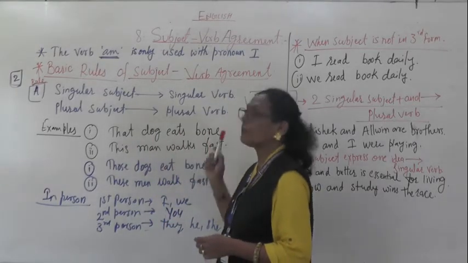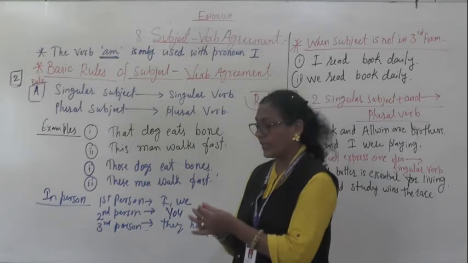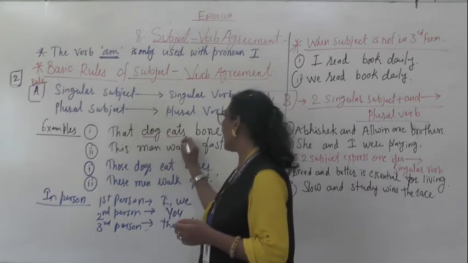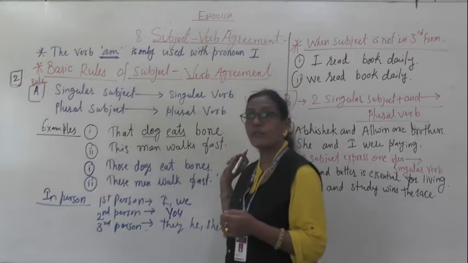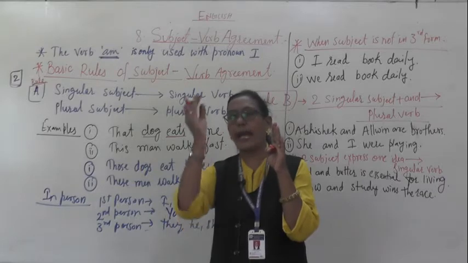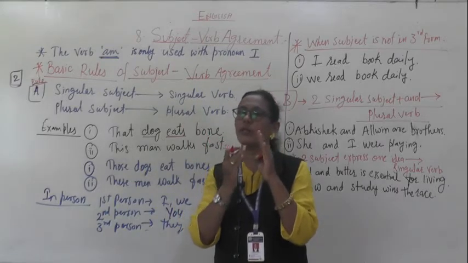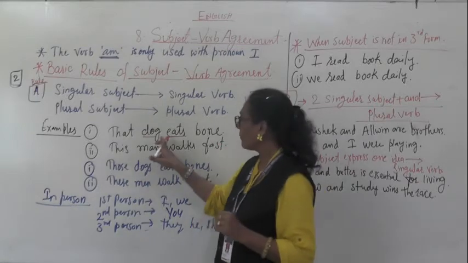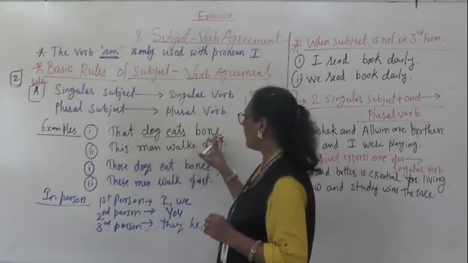Example: that dog eats bone. Which is the subject here? The subject is dog. What is the verb here? The verb is eats. We have just now seen with which subject we are adding S and with which subject we are not adding S to the verb. Okay, now here see, dog eats bone.